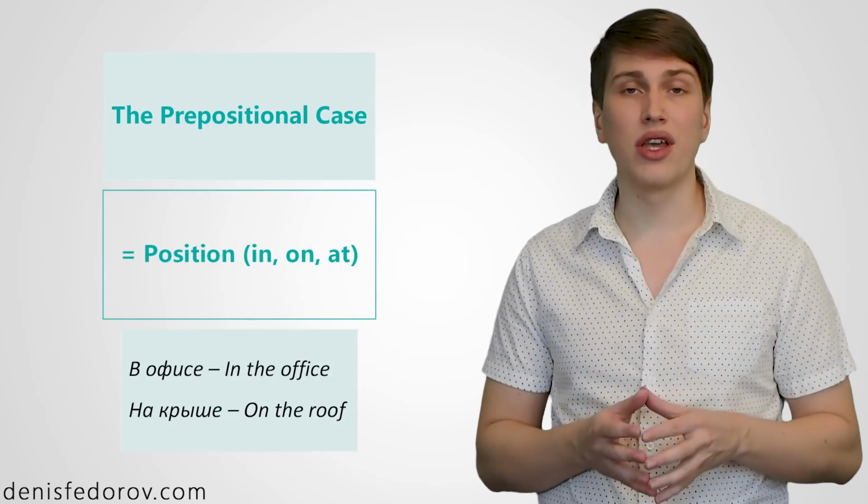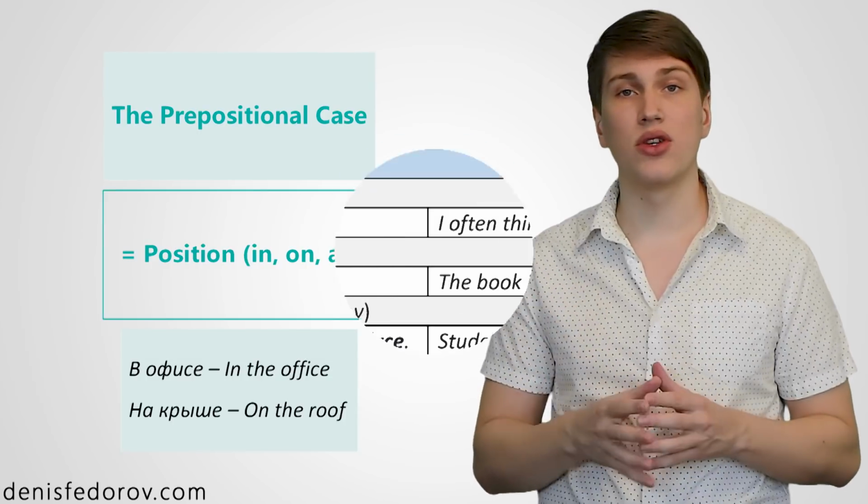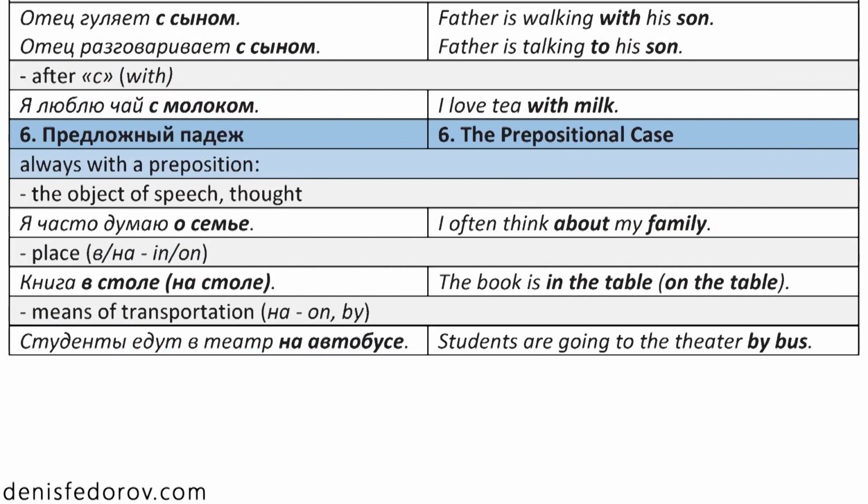For the prepositional case, there are three most common situations it is used in. The object of speech, thought: Я часто думаю о семье. I often think about my family. Place: Книга в столе, на столе. The book is in the table, on the table. Means of transportation: Студенты едут в театр на автобусе. Students are going to the theater by bus.